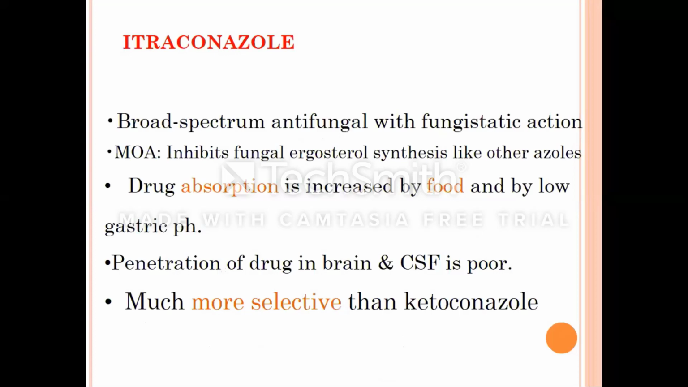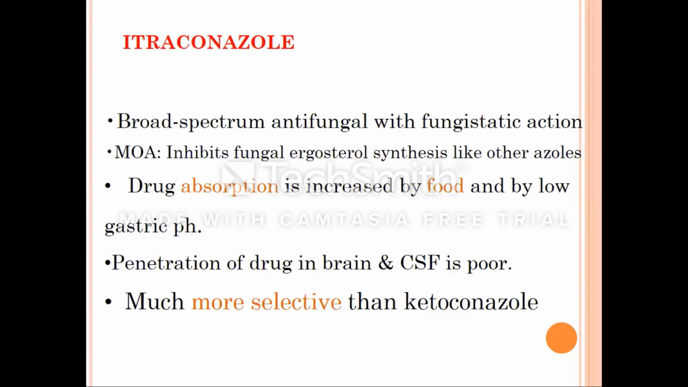Itraconazole is another azole derivative, which is again a broad spectrum antifungal. It has a fungistatic action. It inhibits the synthesis of fungal ergosterol similar to the other azoles. But its absorption gets increased if this drug is taken along with food. And also similar to ketoconazole, its absorption is maximum at a low gastric pH. Its penetration in the brain is there, but CSF concentration is less.